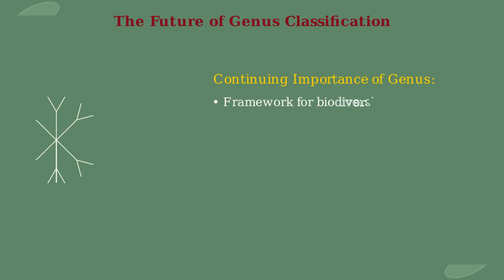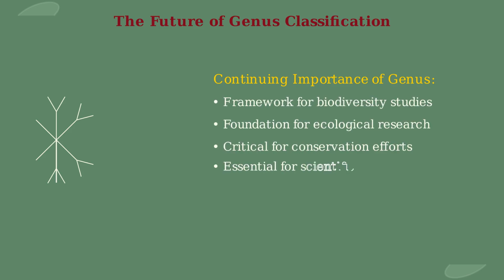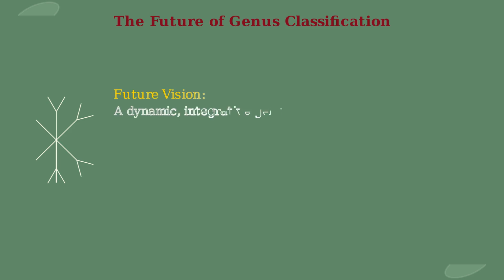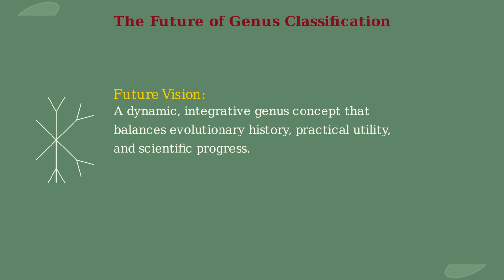Despite these changes, the genus category maintains its fundamental importance as a framework for biodiversity studies, ecological research, conservation efforts, and scientific communication across disciplines. The future of genus classification envisions a dynamic, integrative concept that balances evolutionary history, practical utility, and ongoing scientific progress. As we continue to discover new species and develop new technologies, the genus concept will evolve while remaining a cornerstone of biological classification.